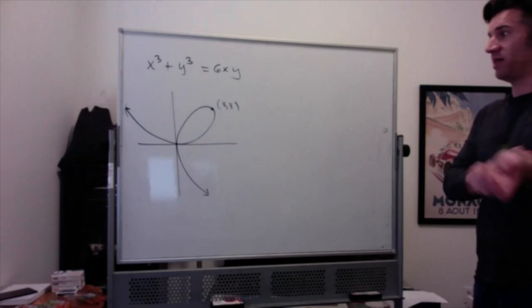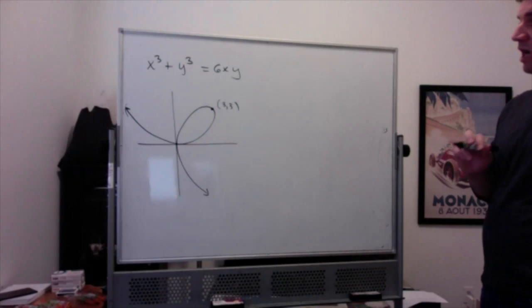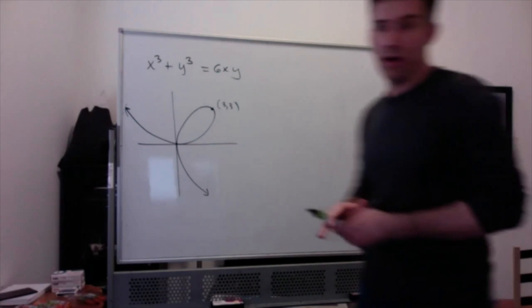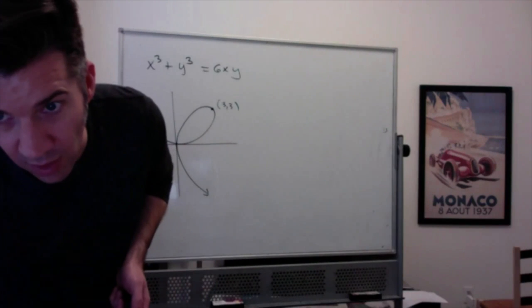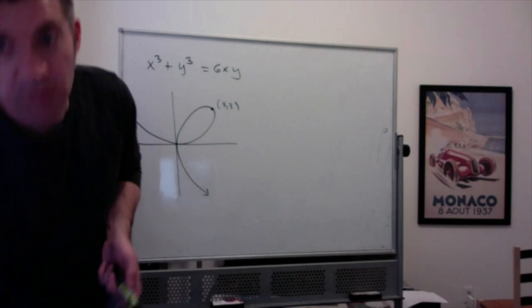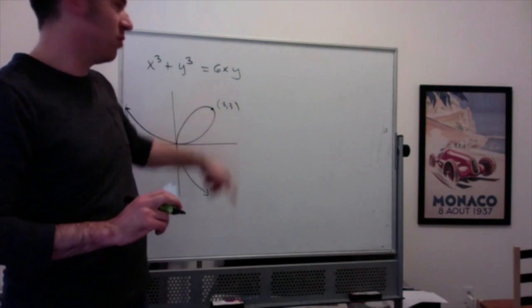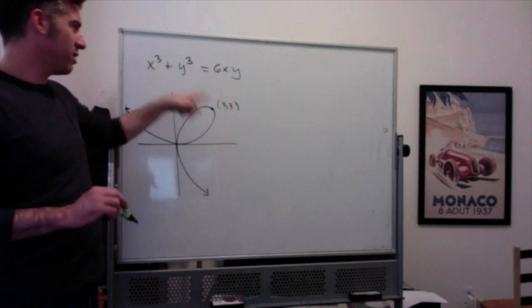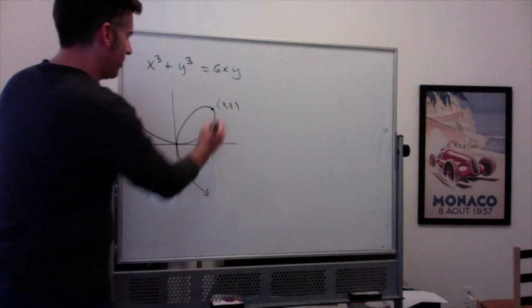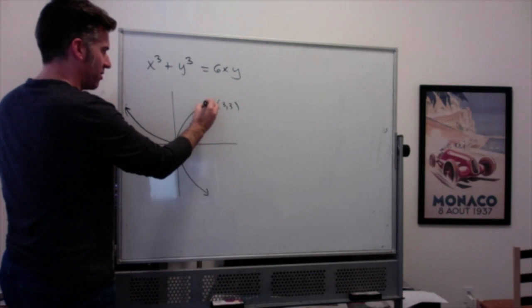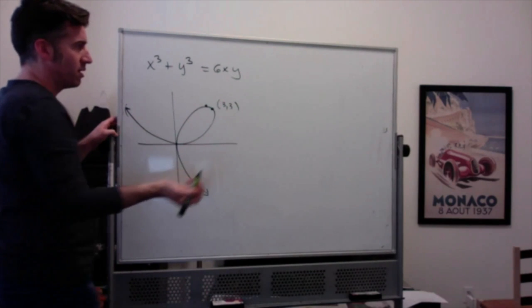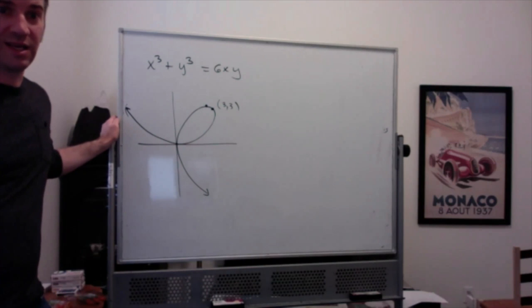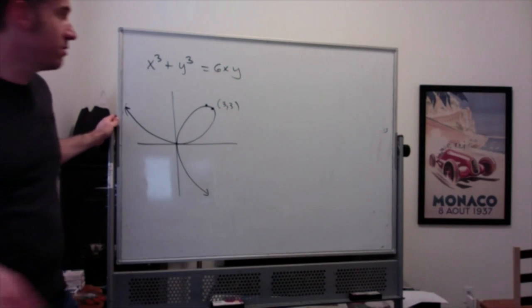So the questions I would like to ask are a couple questions, actually. I would love to know, one, what's the slope there? And two, what's the highest point on this curvy part? It's not (3, 3). There's actually a point like right there that's a little bit higher. And so to find either of those things, I really need to know the derivative.